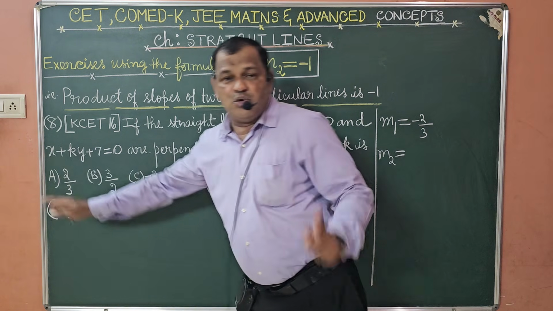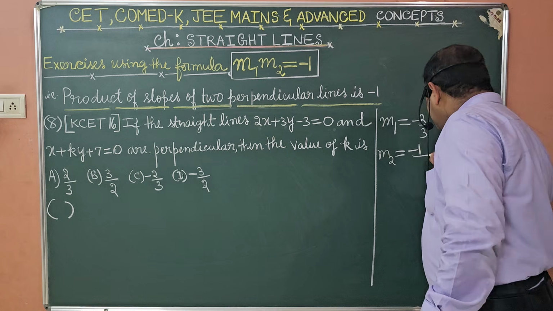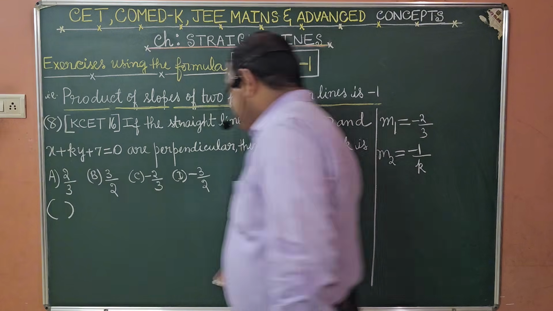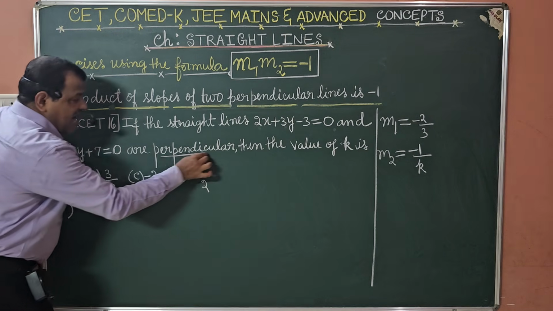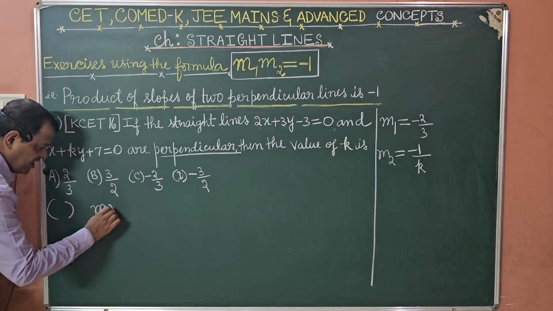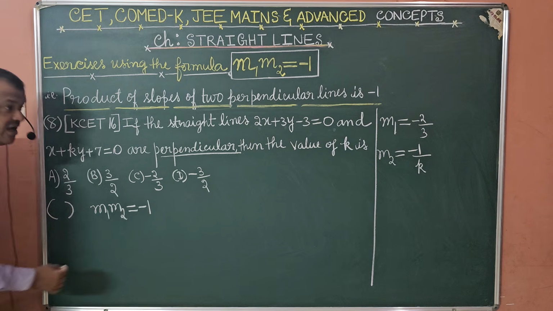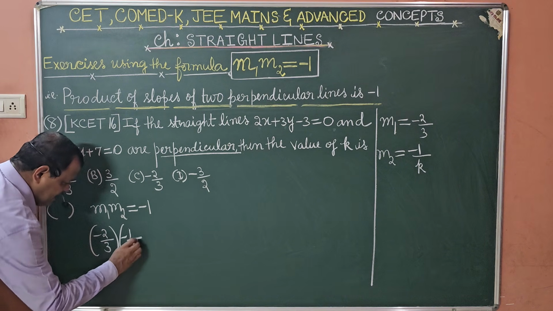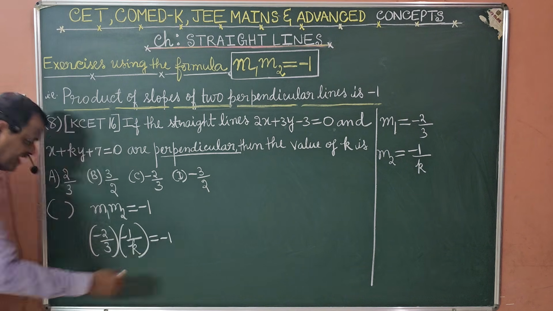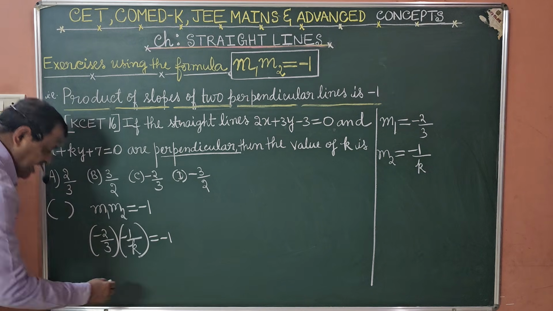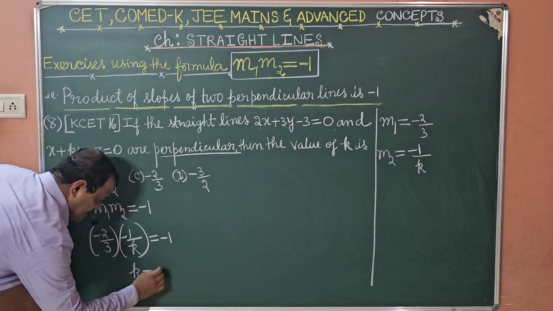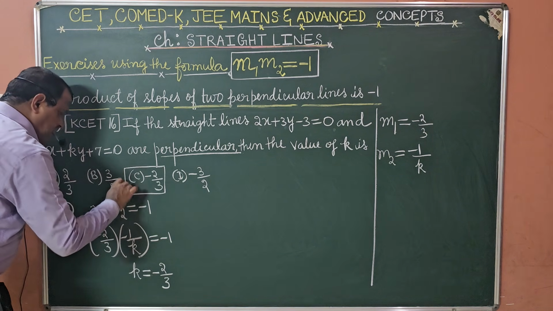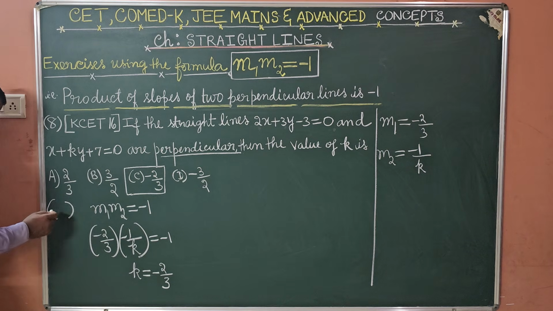And M2 is the slope of the second line. Say coefficient of x is 1, it's a negative. So minus 1 divided by coefficient of y, k, and that I should write here. Now I will use the same condition. Since the two lines are perpendicular, the product of the slopes M1 into M2 is equal to minus 1. Therefore, I will substitute minus 2 by 3 into minus 1 by k is equal to minus 1. Hence, this is 2 is equal to minus 3k, or you can see k is equal to minus 2 by 3 is the correct answer, which is found in option C. Therefore, kindly go through this answer and watch the video carefully. Option C is correct.